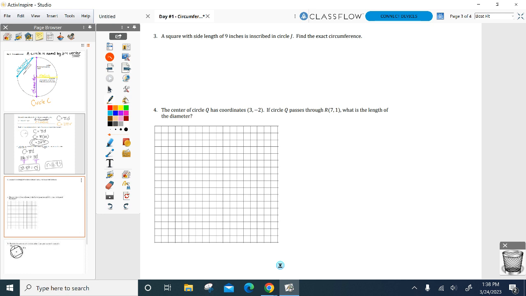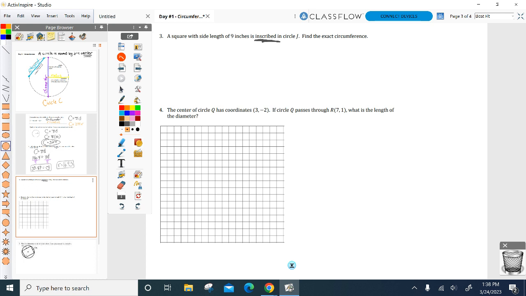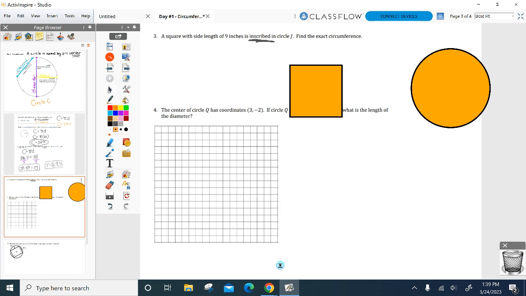No pressure here, but period 7 remembered this term that's coming up here. A square with a side length of 9 is inscribed? These are circles inside. Okay, whoa. Yes and no. So there's my circle. Let's get a square going here.